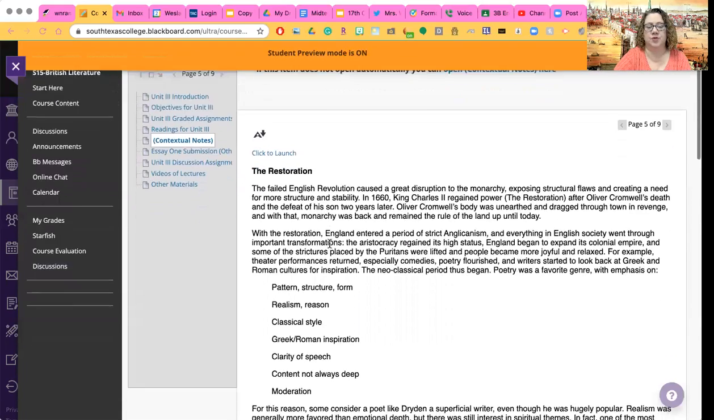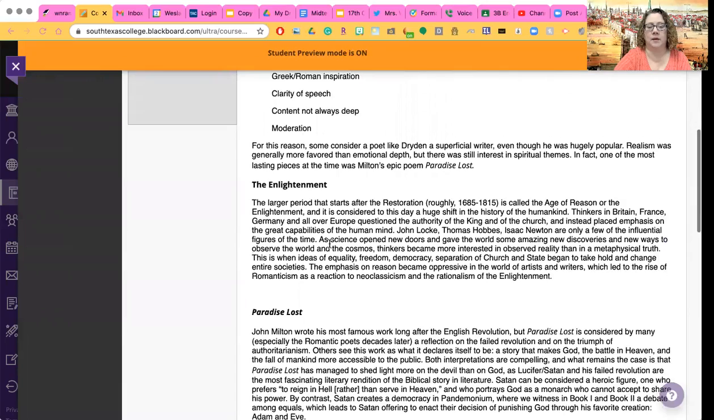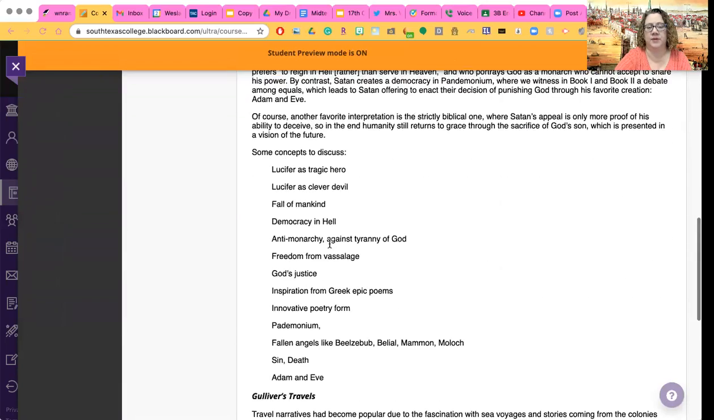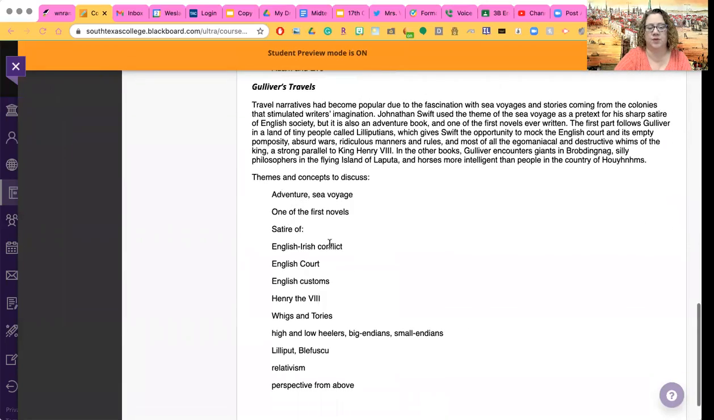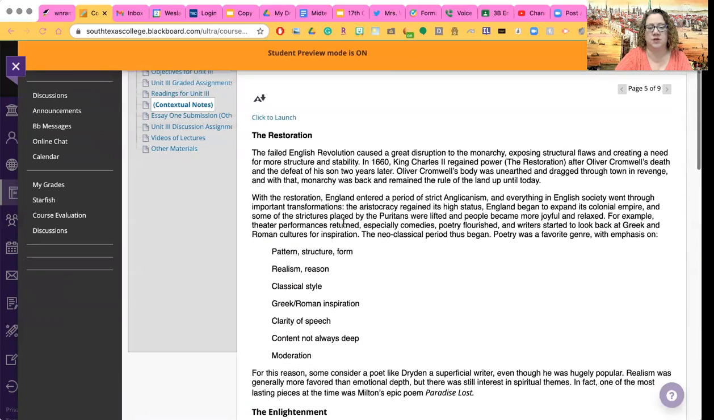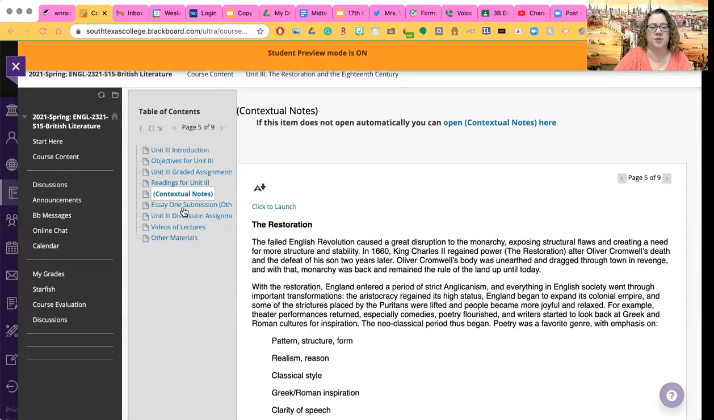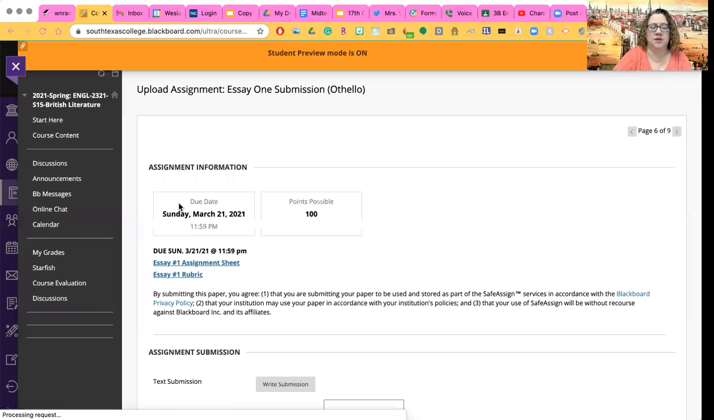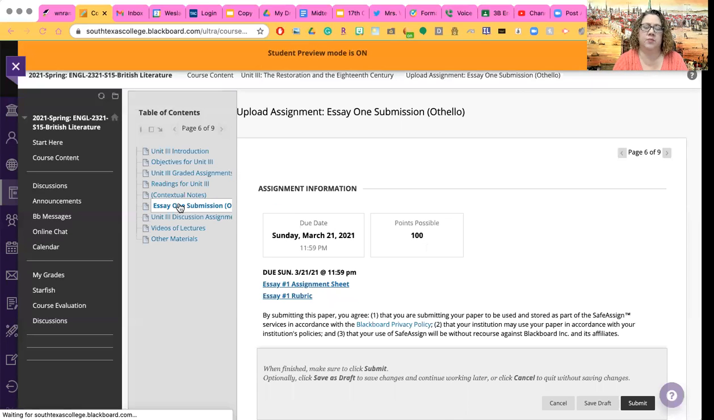Here is the contextual notes part, which is about background on the different key elements of the unit with the terminology that's listed here. So we'll be going through these things as we go through the unit. This is also where you will submit essay 1. So when it comes time that you're ready to turn that essay in, even though it's over Othello, the submission is in this unit. So just keep that in mind.